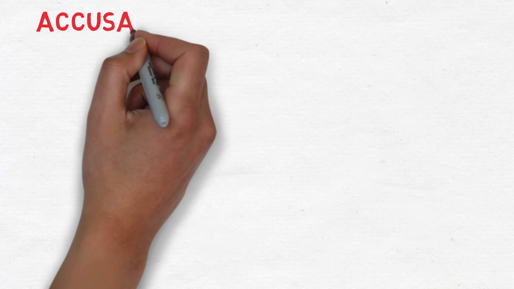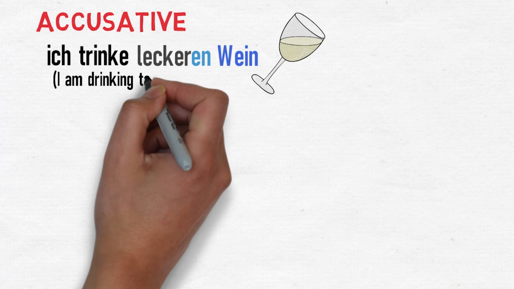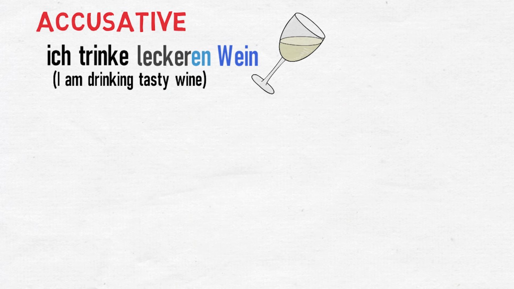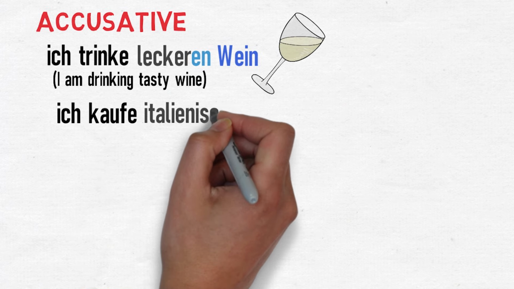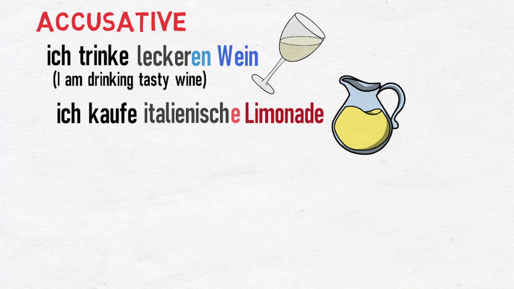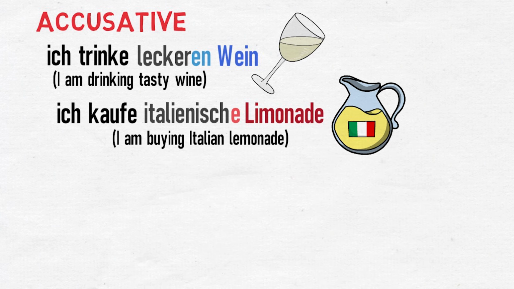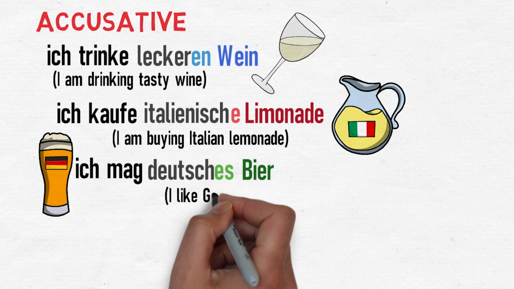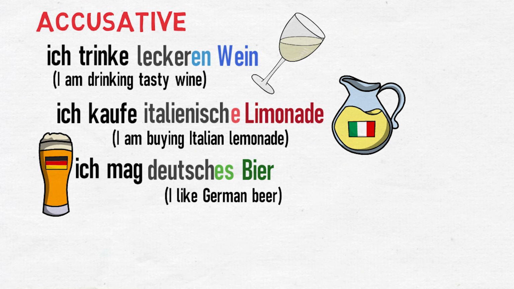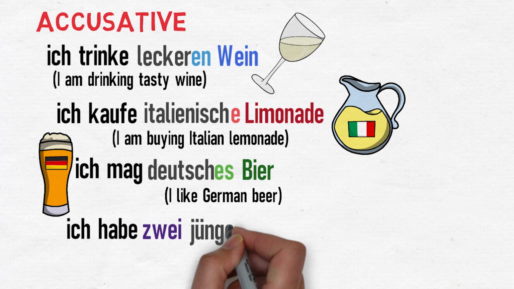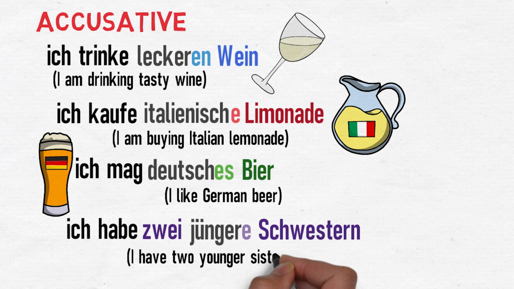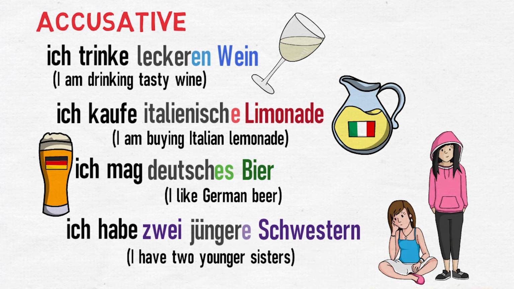In the accusative, ich trinke leckeren Wein. I am drinking tasty wine. Ich kaufe italienische Limonade. I am buying Italian lemonade. Ich mag deutsches Bier. I like German beer. Ich habe 2 jüngere Schwestern. I have 2 younger sisters.